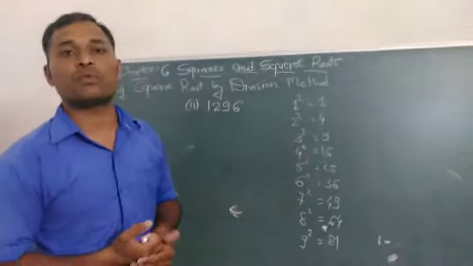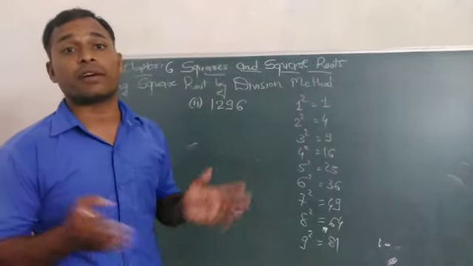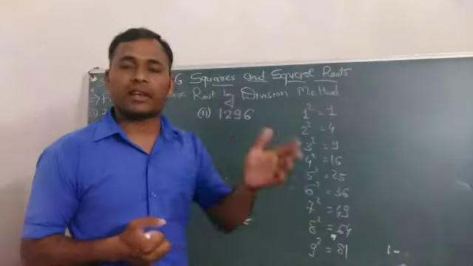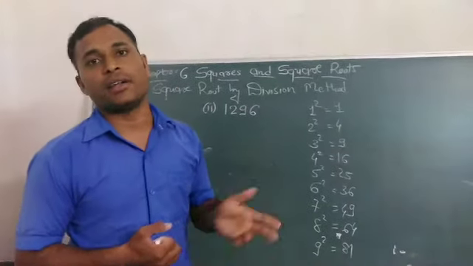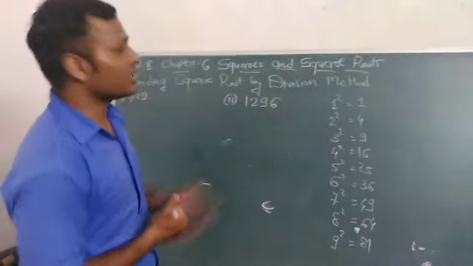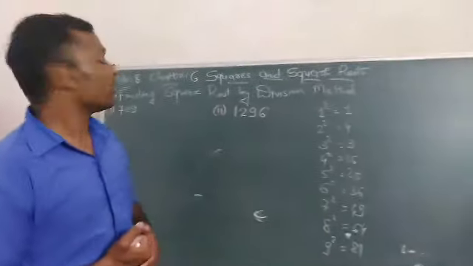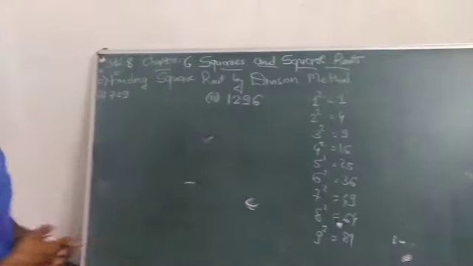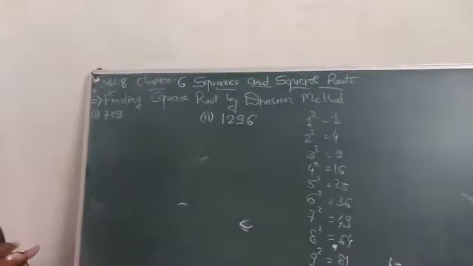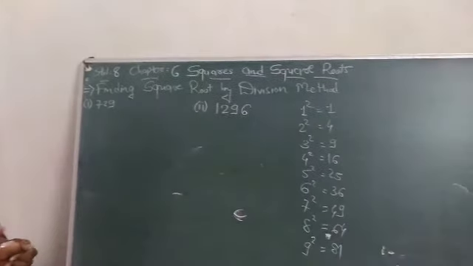This method is useful when you find the square root of a very large number, because for a large number the prime factorization method is very long, difficult and inconvenient. But by this method you can solve any number and find the square root. Okay, now here we take some examples. Suppose the first example is 729.